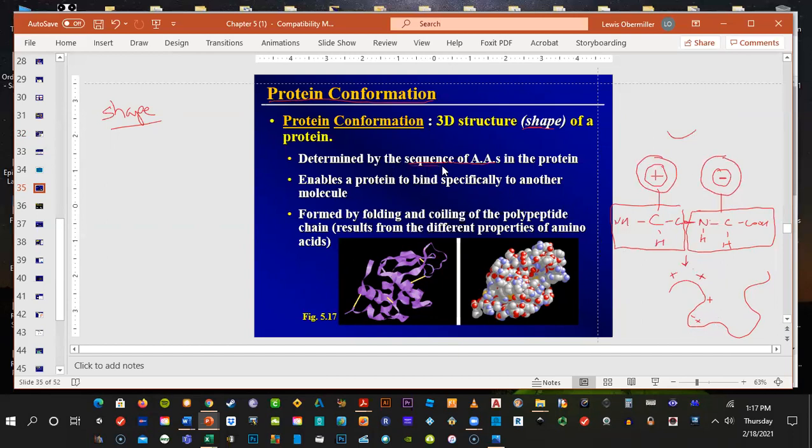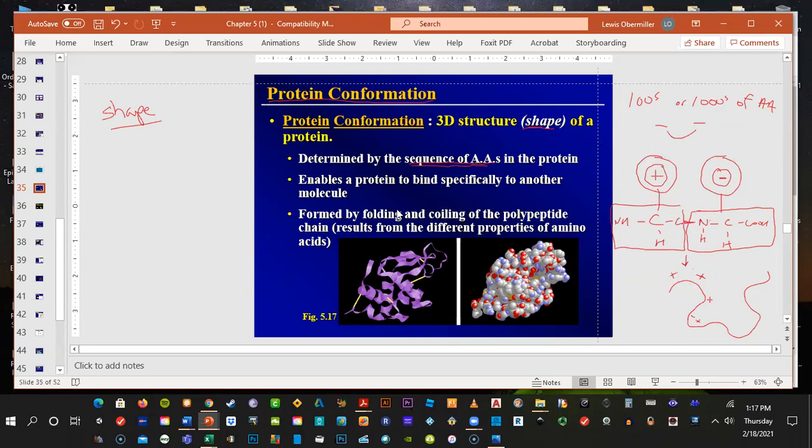So the sequence of amino acids determines the shape of this protein, right? If two positives were there, it would bend down. If there were two negatives, it would bend up. And you know, you can have proteins that are hundreds or thousands of amino acids long. And so you could imagine that you can make these really complex structures.